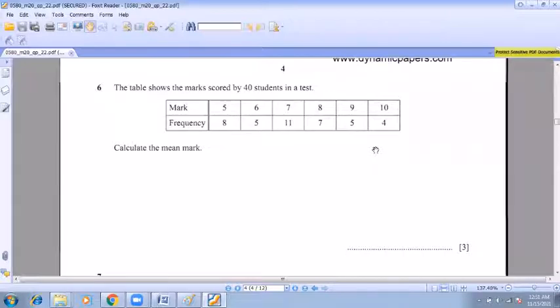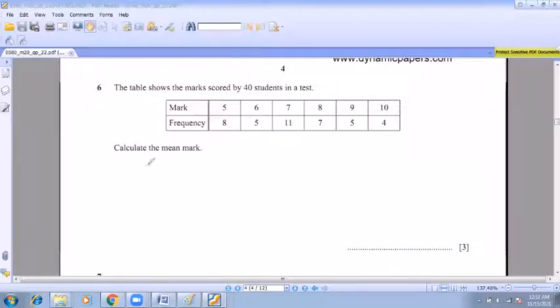Question number 6, the table shows the marks scored by 40 students in the test. And we have marks as well as frequency. So frequency basically shows how many times the value comes, like mark 5 comes 8 times, 6 comes 5 times, like that. And we are looking for the mean mark in this question. So how to find the mean mark if it is grouped data?